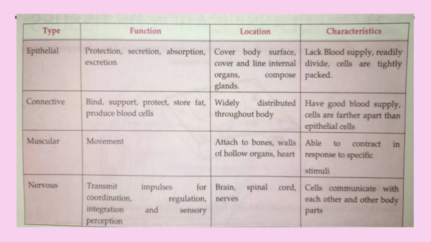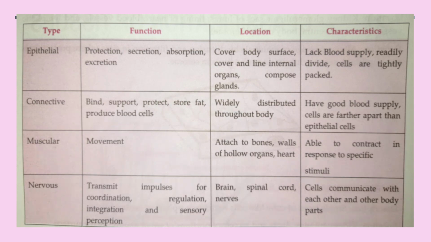Muscular tissue. Its basic function is movement. Skeletal muscles are basically involved in that, so movement is done with the help of the skeletal muscles. The muscular system is basically involved in movement. Its location is attached to the bone, the walls of hollow organs and the heart. The muscular system involves three types of muscles: skeletal muscles, smooth muscles and cardiac muscles. Its characteristic is being able to contract in response to specific stimuli.